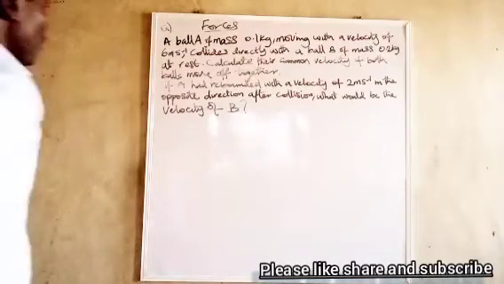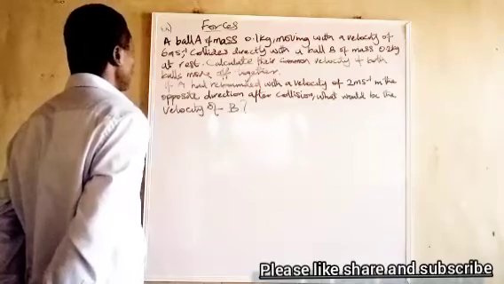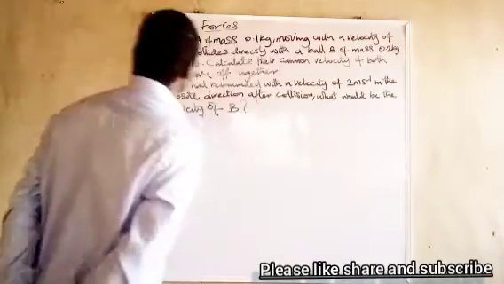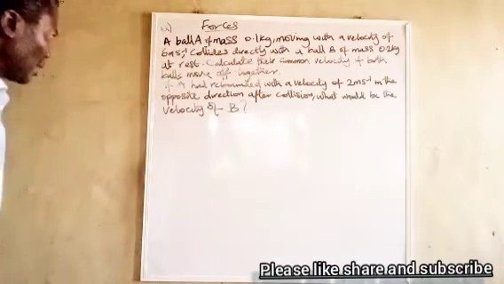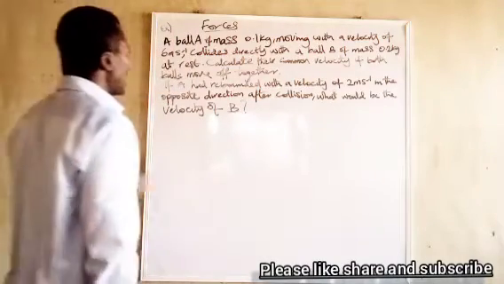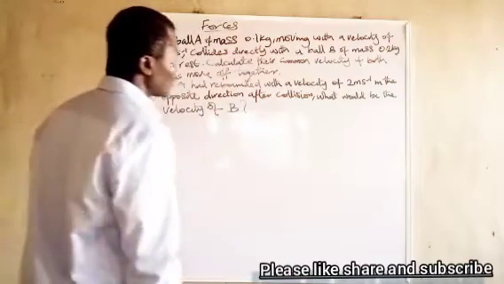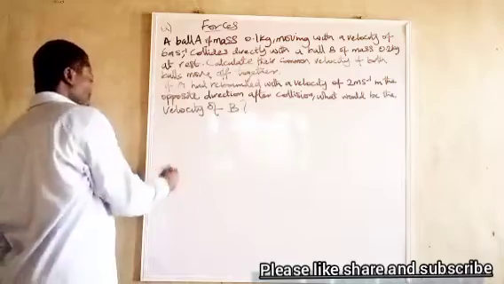A ball A of mass 0.1 kg, moving with a velocity of 6 meters per second, collides directly with a ball B of mass 0.2 kilogram at rest. Calculate their common velocity if both move off together. If A rebounds with a velocity of 2 meters per second in the opposite direction after collision, what will be the velocity of B? So these are two different situations.